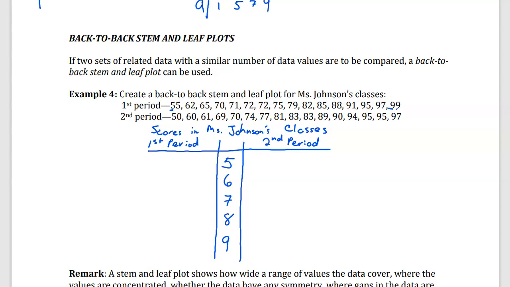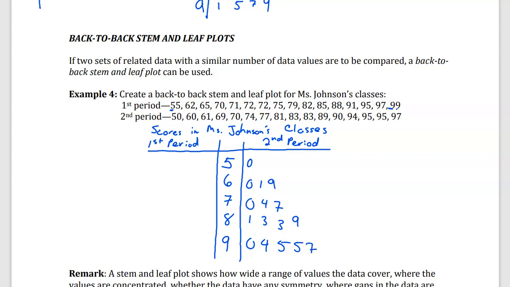Now the second period is going to look just like we did a moment ago. On the 5 it'll be a 0. On the 6 it'll be a 0, 1, and 9. On the 7 it'll be a 0, 4, and 7. On the 8 it'll be a 1, 3, 3, 9. On the 9 it will be a 0, 4, 5, 5, and 7.